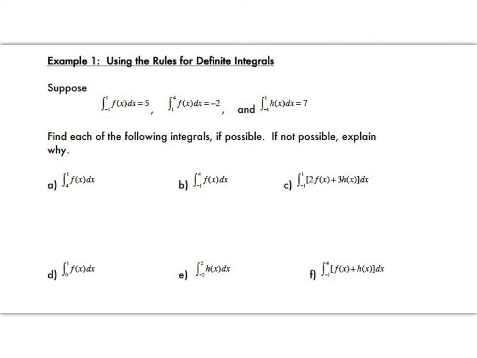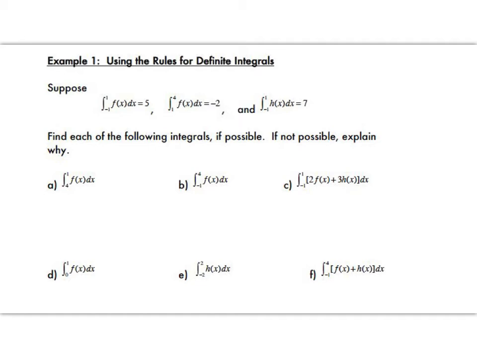So what we're going to do is see if we can come up with the values of each of these integrals. And if we can't, then we need to come up with a reason why we can't do that. So let's start with part A here. As we look at A, we notice that the limits of integration are reversed from those of the one that we have there.